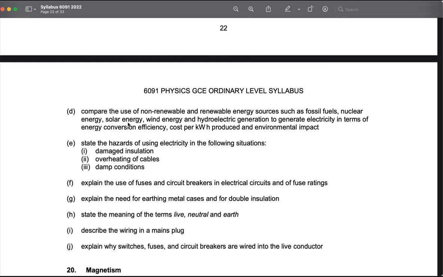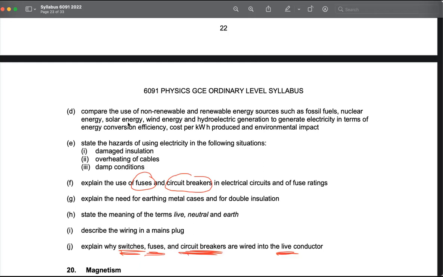Okay, so let me explain a bit more things here. Safety devices, fuses, circuit breakers, all these are safety devices. The thing that you must remember is that when you apply all these items, switches, fuses, and circuit breaker, they should all be at the live wire. Not at the earth wire and not at the neutral wire. Okay, what do I mean by that?